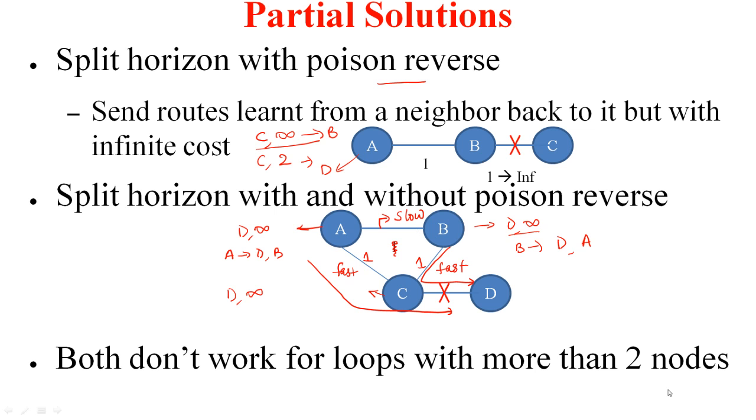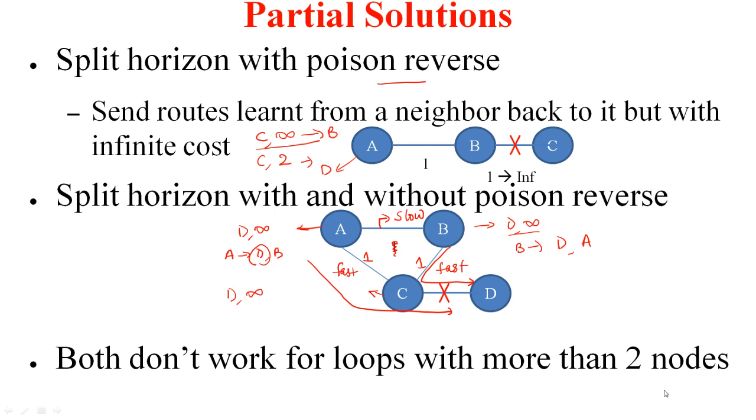Now if split horizon were used, note that we are not using poison reverse. Since A thinks it can reach D via B, A is not going to inform B about reachability to D, and similarly B is not going to mention D as part of its routing update. So A and B will continue to think that this path is valid.